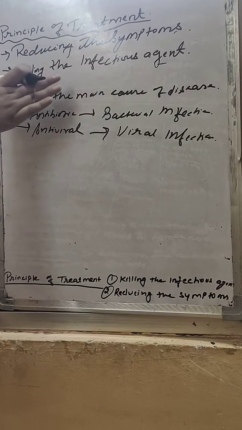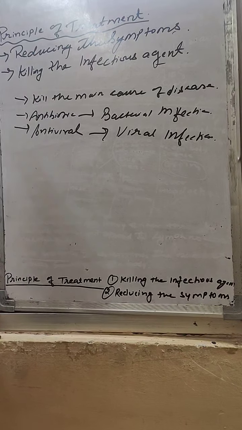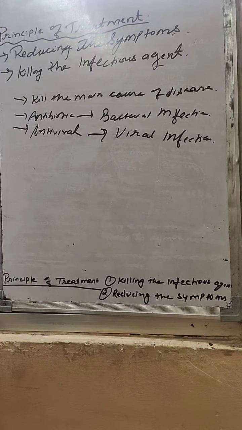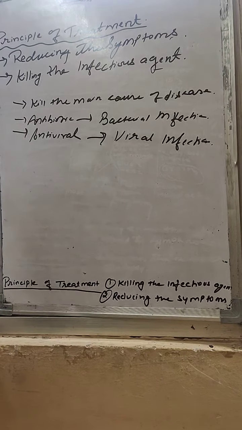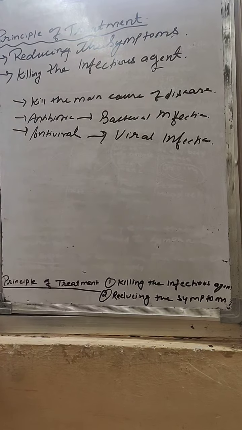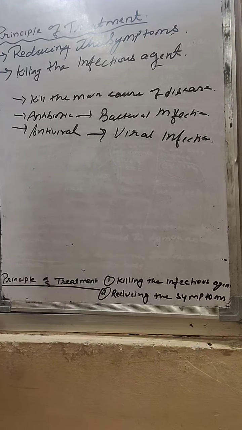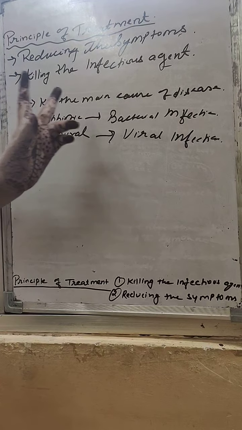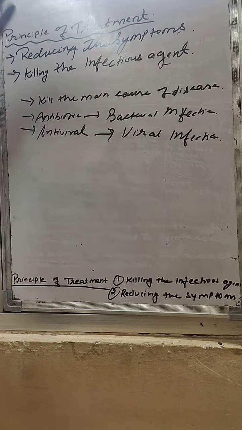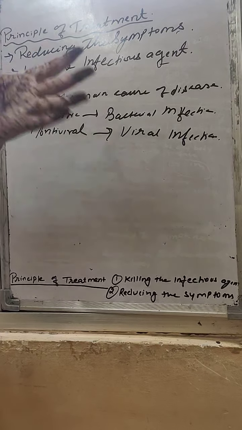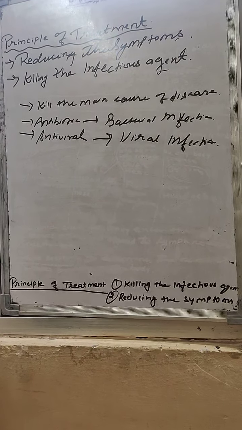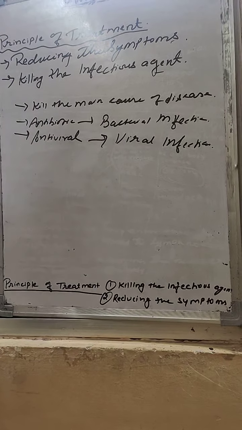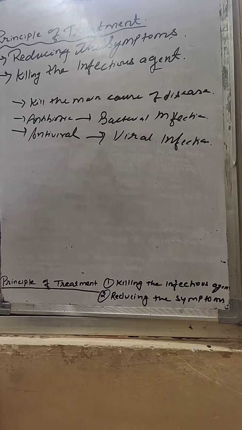So this is the better way of treatment, to kill the infectious agent, rather than just reducing the symptoms. You first know what the cause of the disease is, the root where the disease is arising. After knowing that, the doctor will prescribe which medicine is best for it. So in this way, we are killing the infectious agent. So there are two ways of principle of treatment. First, reduce the symptoms by taking analgesics. Second is killing the infectious agent by taking the proper medicine for the disease from which you are suffering.